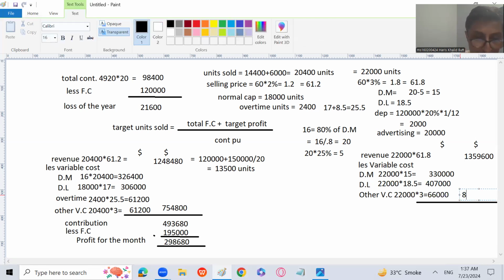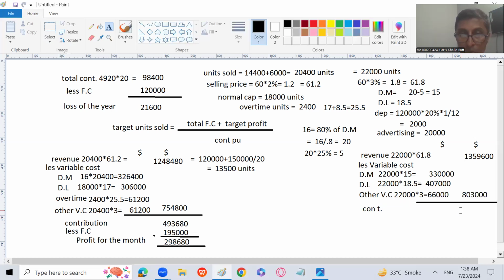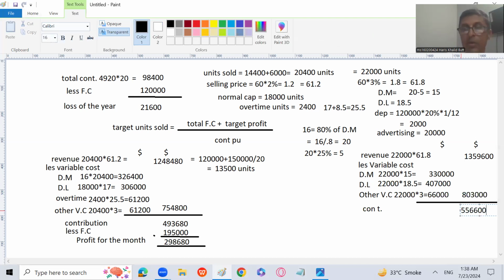Right over here, 803,000. And then we can find the contribution. The contribution is going to be 1359600 minus 803,000, which is 556600. So the contribution will be 556600. Now I will subtract less fixed cost. And remember that fixed cost has increased. Yes, because this one is the normal fixed cost, which is given in the question.